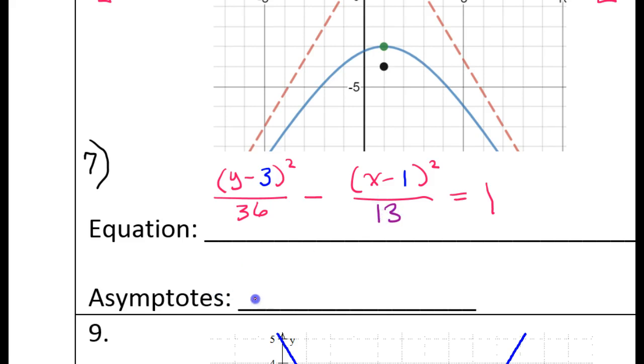All that's left is the equation for the asymptotes. Now understand this. The equation for the asymptotes will always be y minus k is equal to plus or minus m times x minus h.